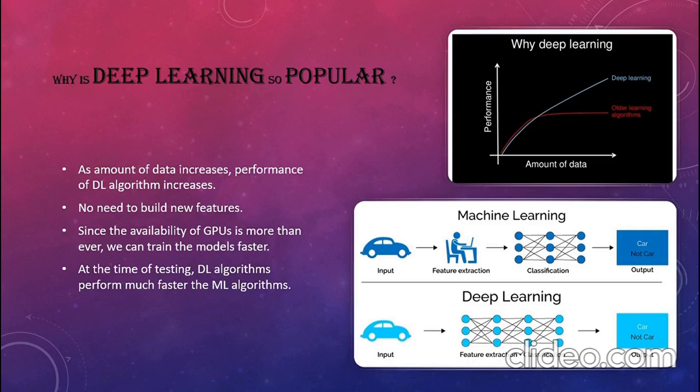As seen from the graph on your right, with the increase in input data, the performance of machine learning models saturates to a point, whereas for deep learning models, the performance keeps on increasing with the increase in input data.